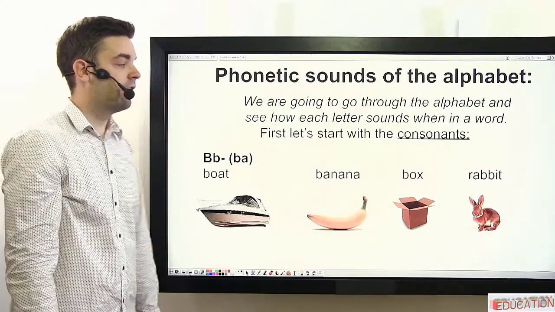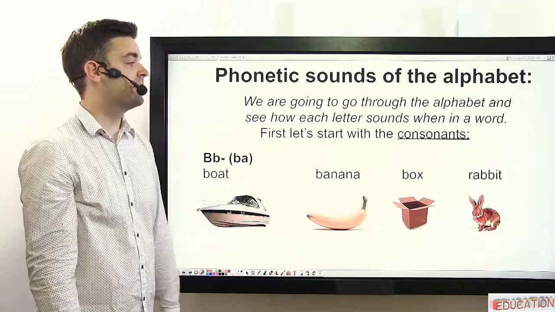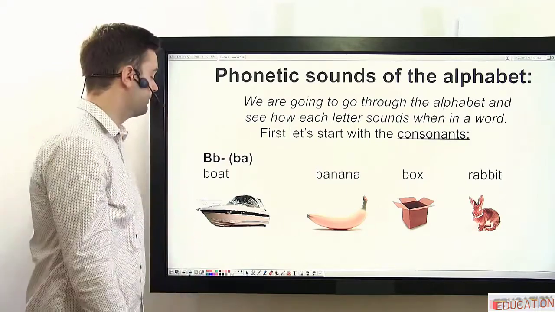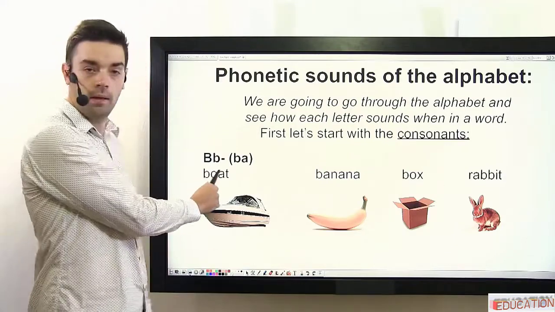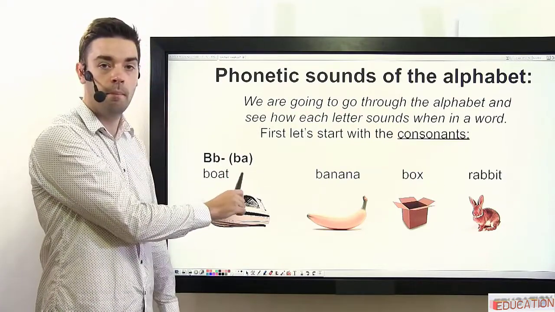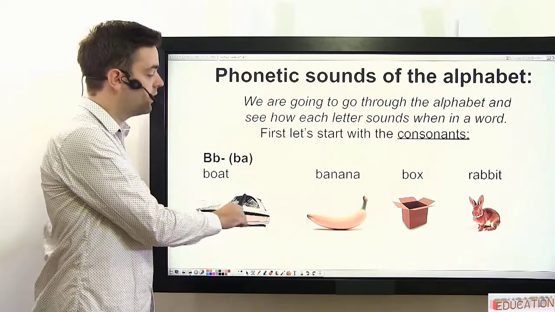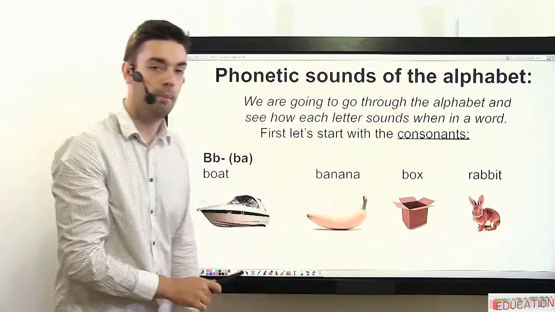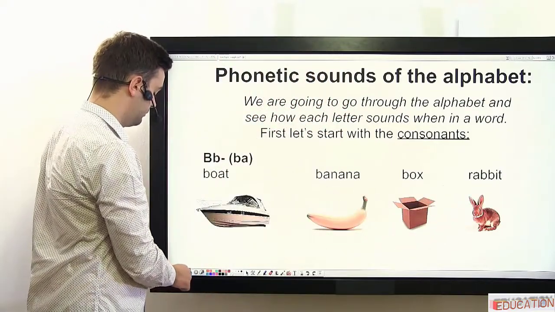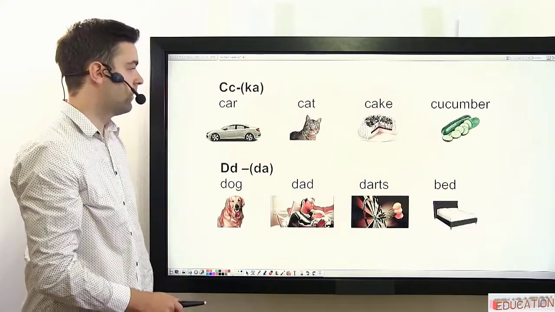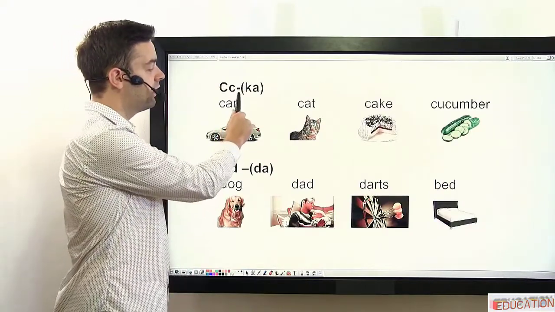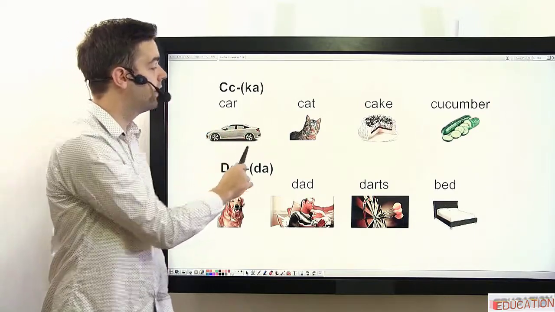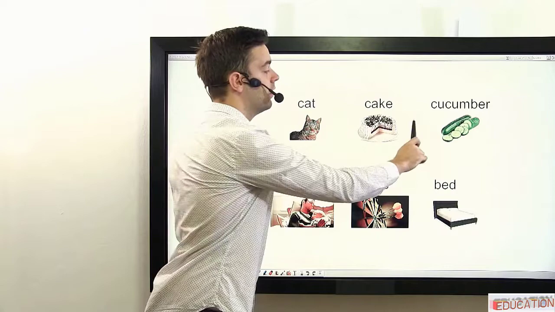So, now we're going to go through the alphabet and see how each letter sounds when in a word. First, let's start with the consonants. B sounds like B. So, boat, banana, box, rabbit. C makes a K noise. So, car, cat, cake, cucumber.